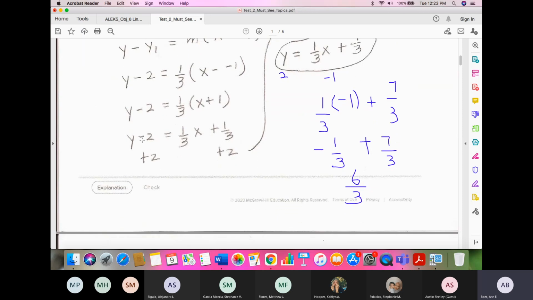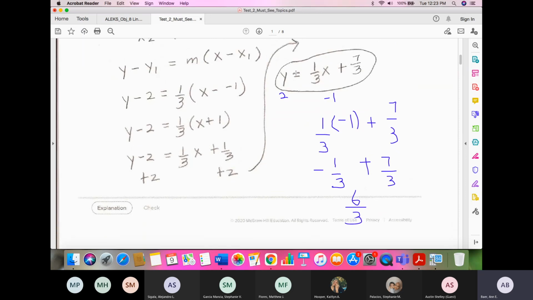So the opposite of subtracting 2 is adding 2. We can't just add 2 to the left side, we have to add it to the right side. So we get y minus 2 plus 2; minus 2 plus 2 is 0, y plus 0 is just y. We just get this y here. On this side, we get equals 1/3 x. And now we have to combine these two right here.